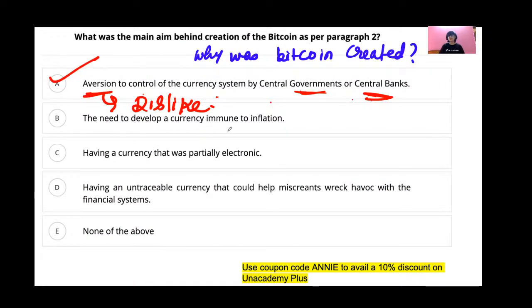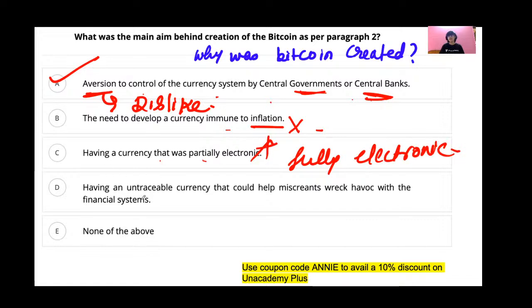The need to develop a currency immune to inflation. He did not care about inflation. Having a currency that was partially electronic. No, he wanted a fully electronic system. Completely electronic. So this is wrong. Having an untraceable currency that could help miscreants. Miscreants means criminals who do illegal work, wreak havoc with the financial systems. No, he was not interested in any criminal work. Okay, so your answer will be option 1.